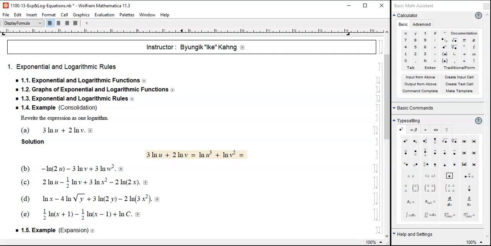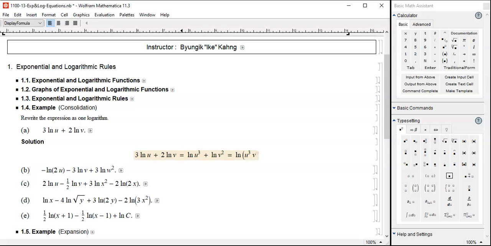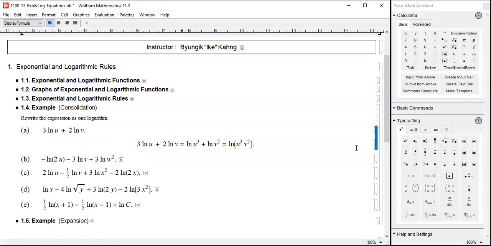And then we have two logarithms added together, so addition becomes multiplication. Log of u to the 3rd power times v to the 2nd power. And that completes the simplification. I don't know whether this is called simplification because it's quite arguable whether this is simpler or that's simpler. But it's a consolidation into a single logarithm. Makes sense? Here's the answer key.